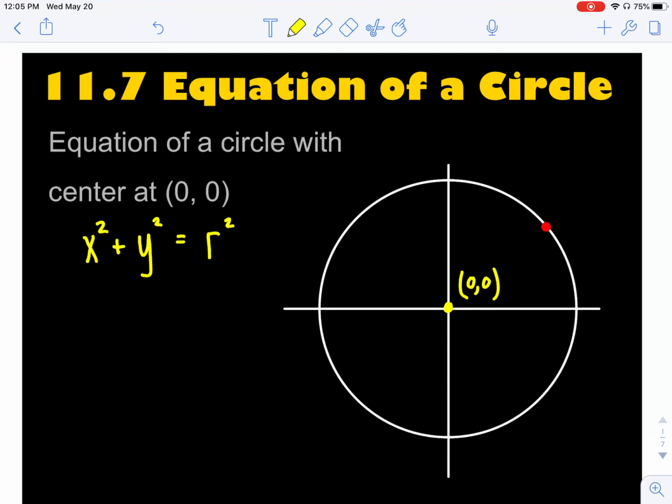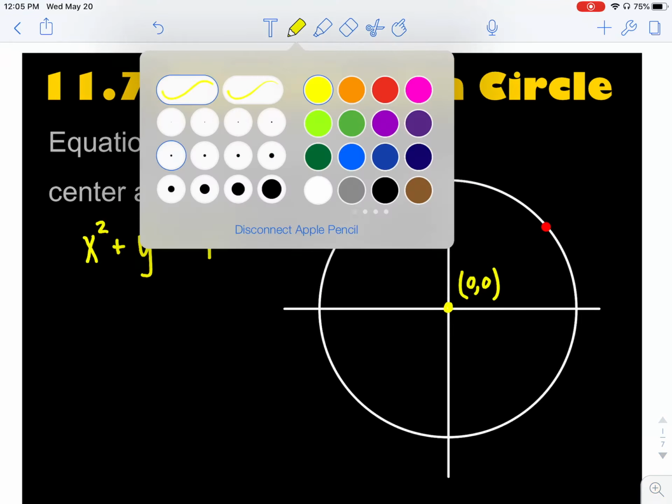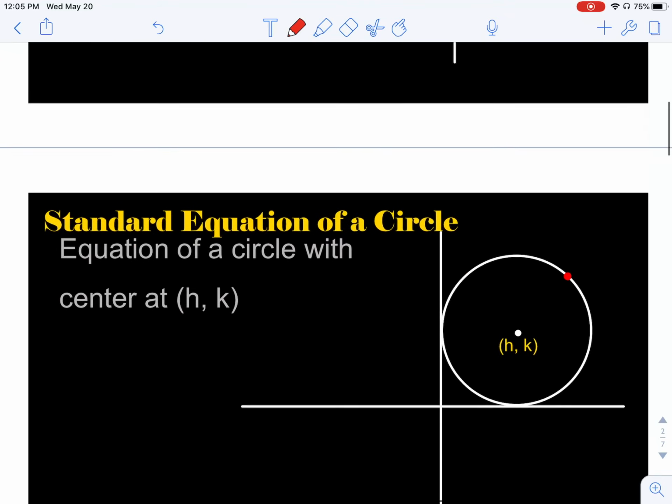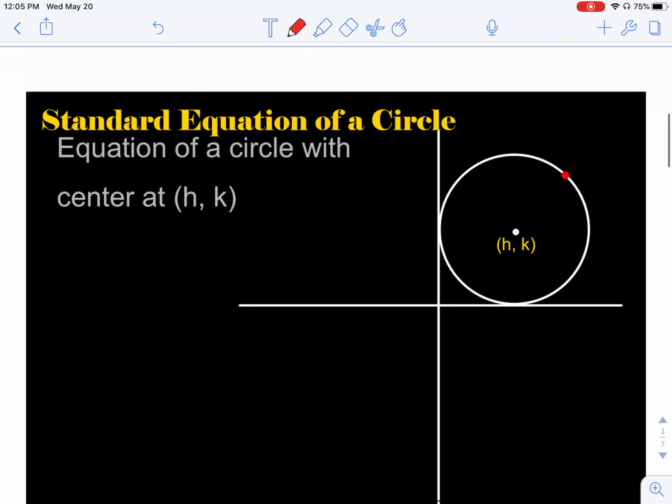And then of course it would have a radius, a radius of r. We're going to go to the other scenario, where we have an equation, but the circle does not have a center at 0, 0. So the circle now has a center, just some random positive number h, k.